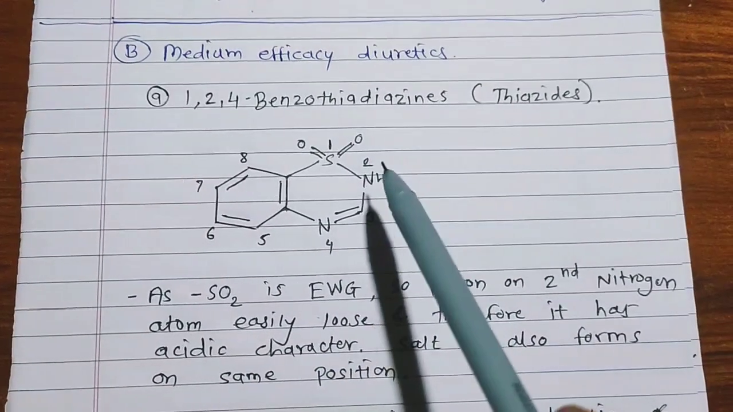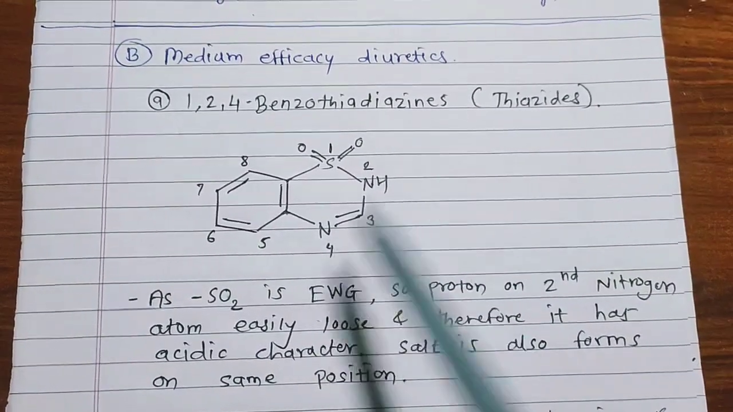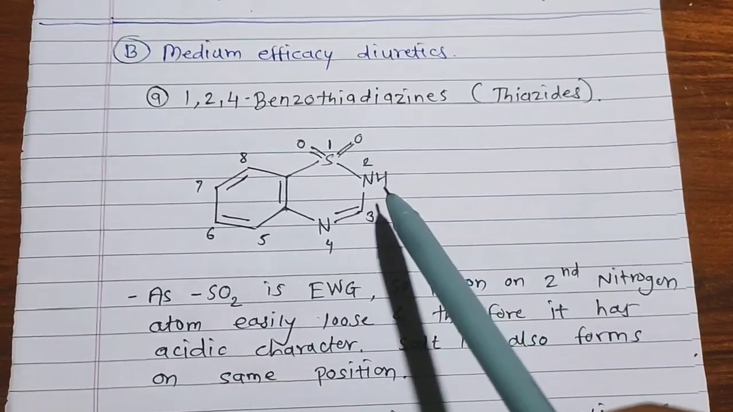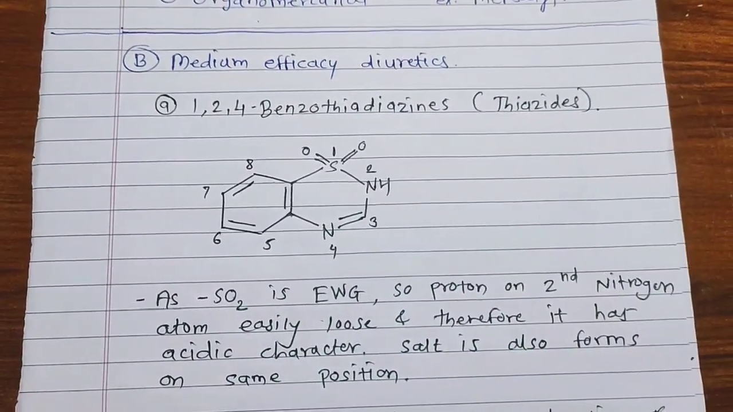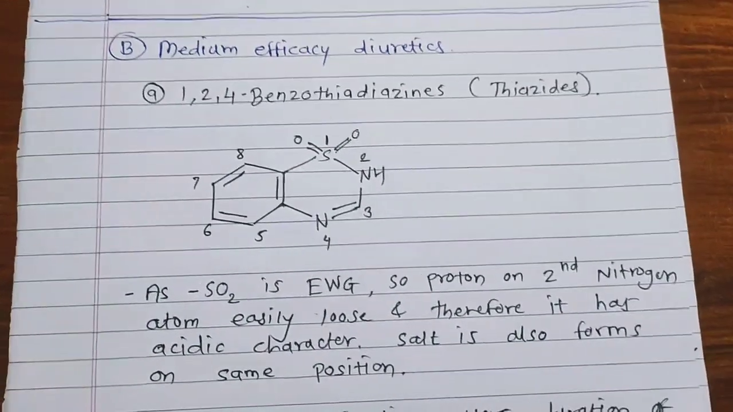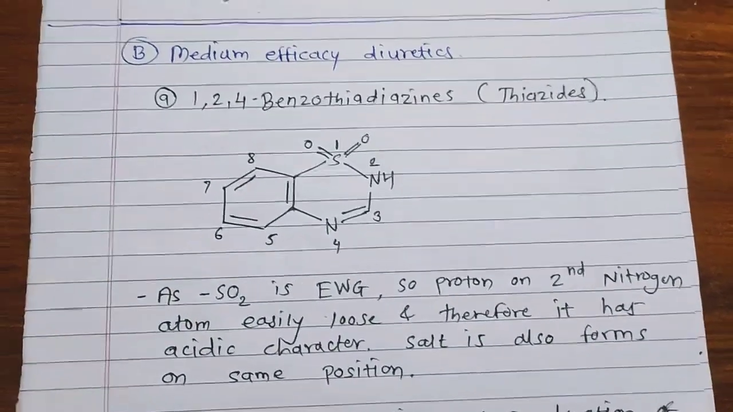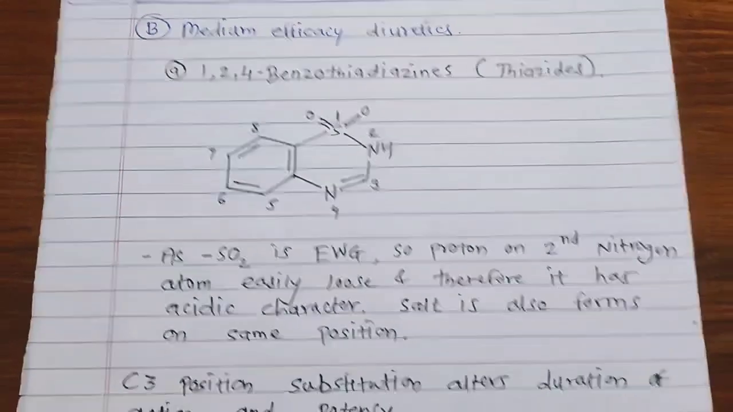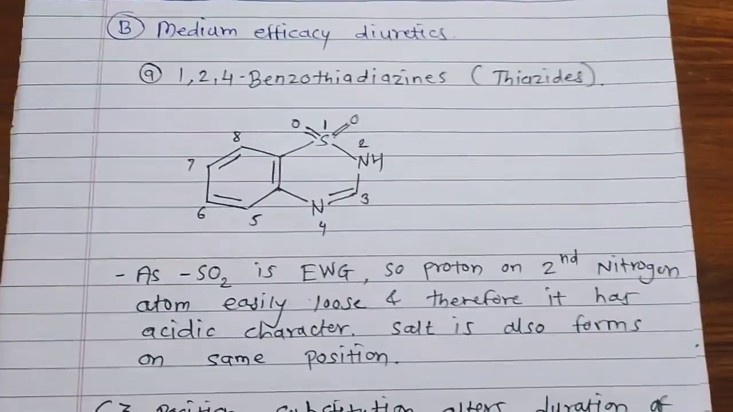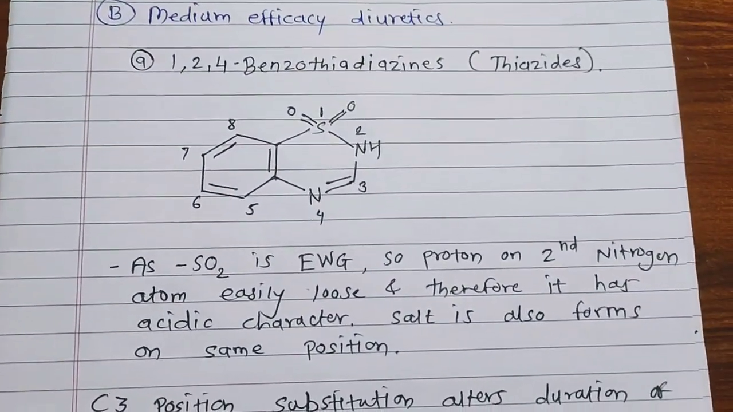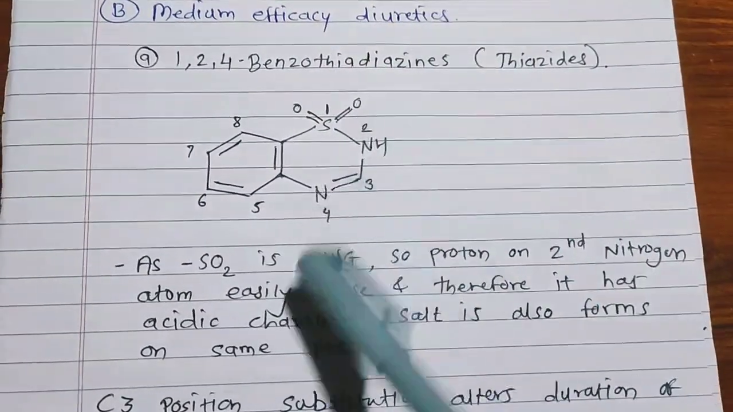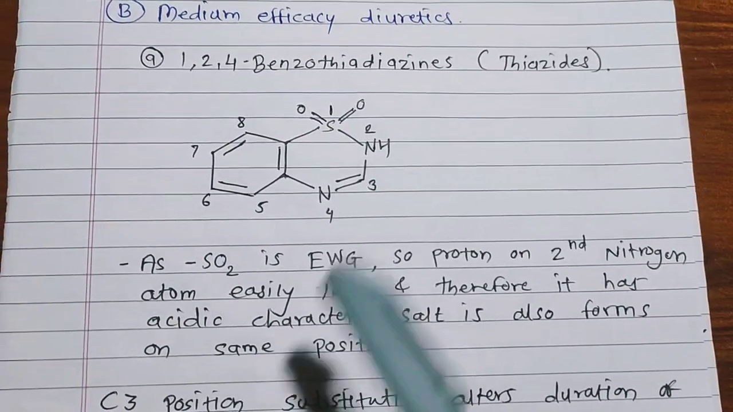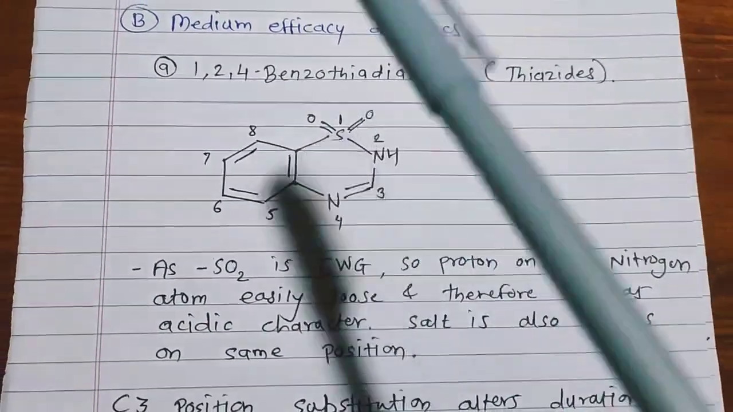At the second position there is the presence of the amine group, and the presence of this hydrogen leads to the acidic character of the sulfonyl group. And as the SO2 is an electron withdrawing group, the proton on the second nitrogen atom is easily lost, and therefore it has an acidic character, and salt is also formed on the same position, that is on the second nitrogen.